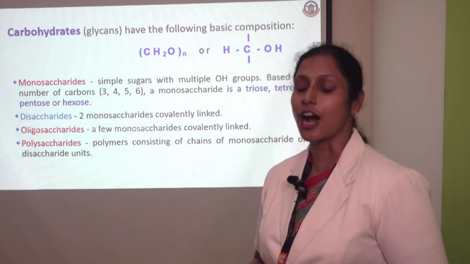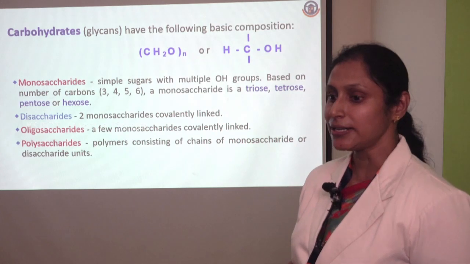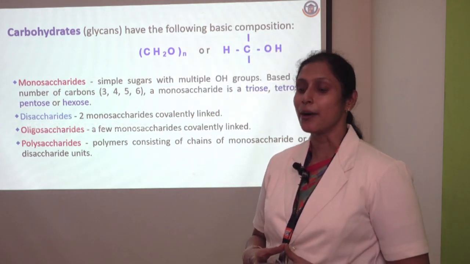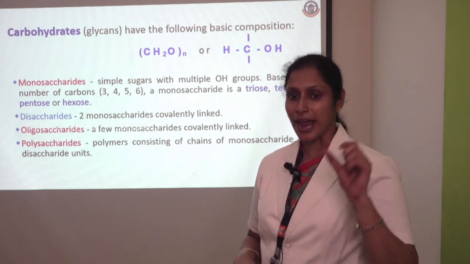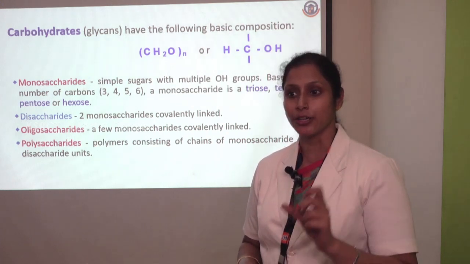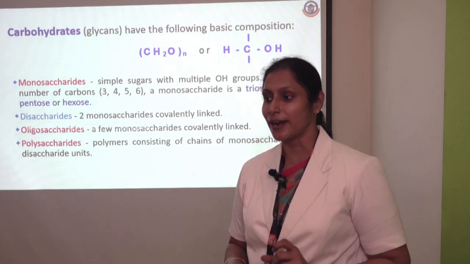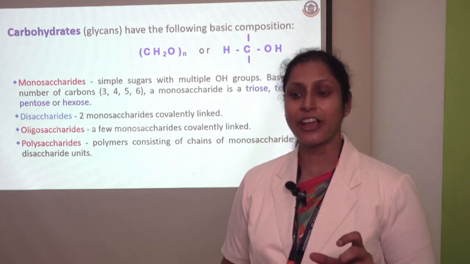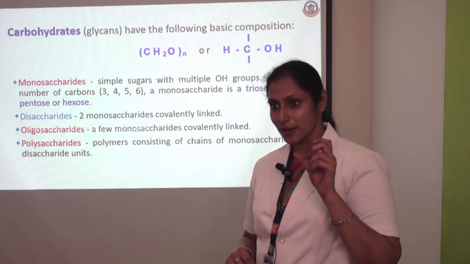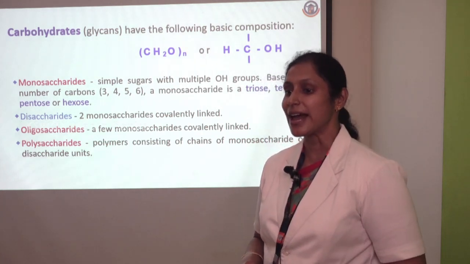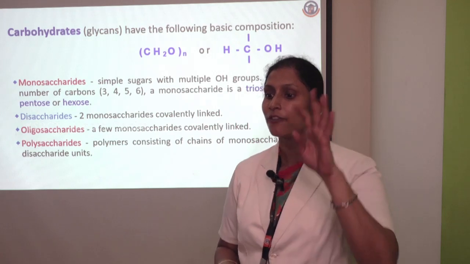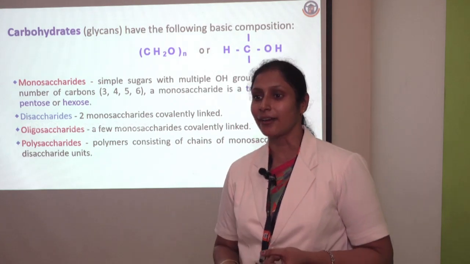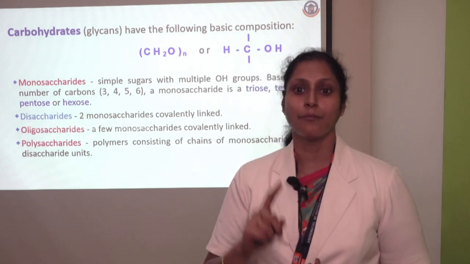The other name for carbohydrate is glycan, and carbohydrates are classified depending upon the number of saccharide units. Saccharide unit here means the sugar unit. Why do we call carbohydrate a sugar? Because carbohydrates are sweet to taste. Depending upon the sugar units, we classify carbohydrates into four major groups: monosaccharide, disaccharide, oligosaccharide and polysaccharide.